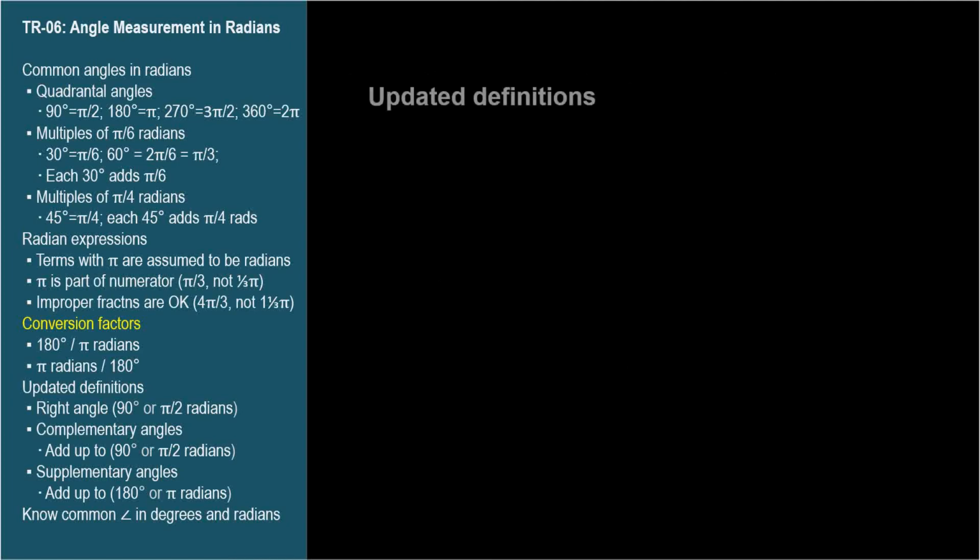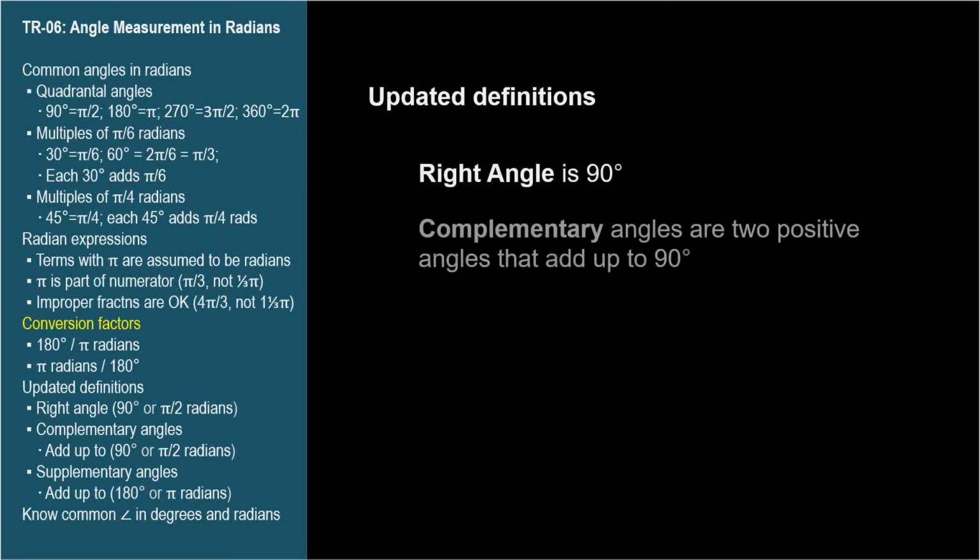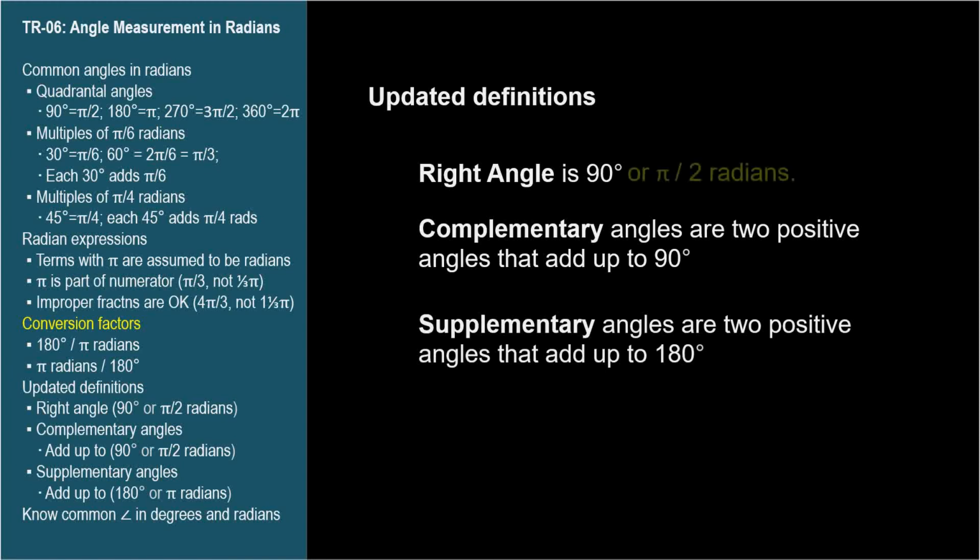We should now update a few definitions. Right angles are 90 degrees or pi over 2 radians. Complementary angles add up to 90 degrees or pi over 2 radians. Supplementary angles add up to 180 degrees or pi radians. Any definition or reference to 90 degrees or 180 degrees also applies to pi over 2 radians or pi radians, respectively.